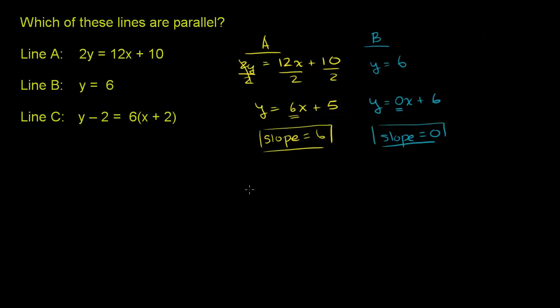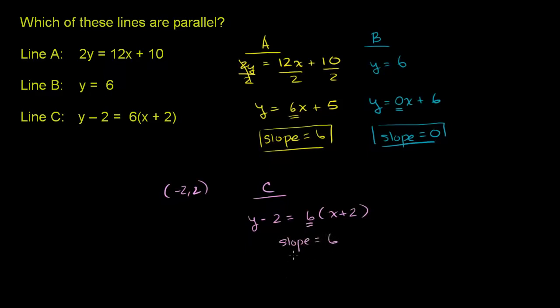So let's try line C. Line C, I'll do it down here. Line C. So that's y minus 2 is equal to 6 times x plus 2. And this is actually in point-slope form, where the point x is equal to negative 2, y is equal to 2. So it's the point negative 2, 2 being represented here because you're subtracting the points. And the slope is 6. So we already know that the slope is equal to 6.